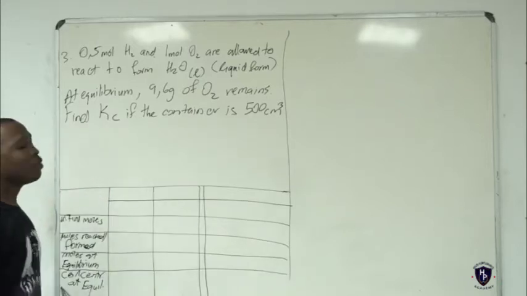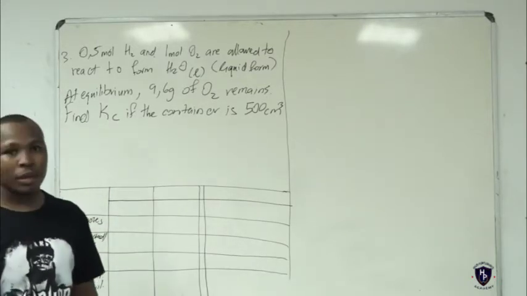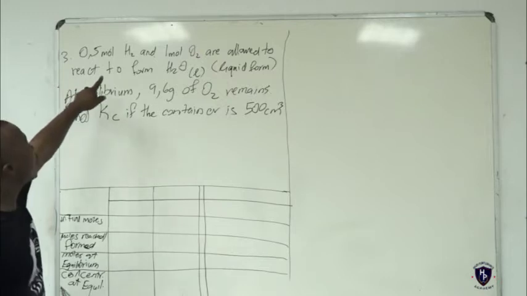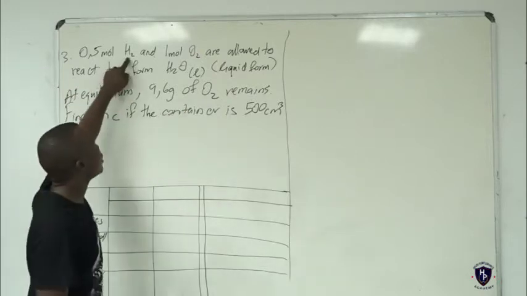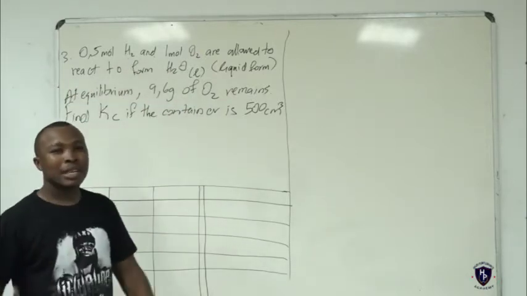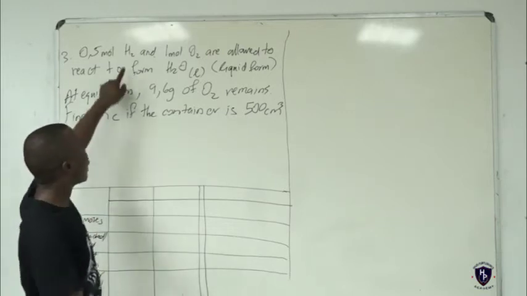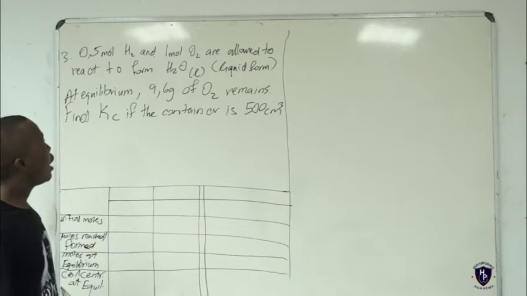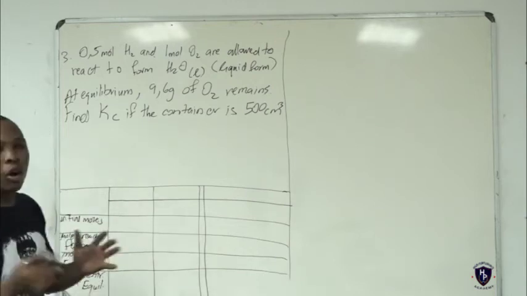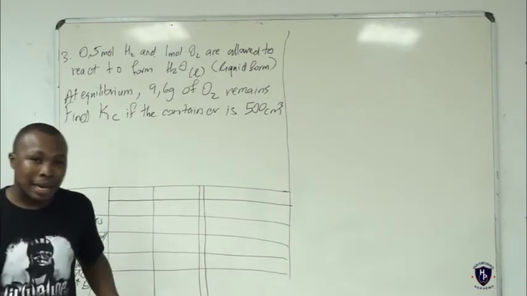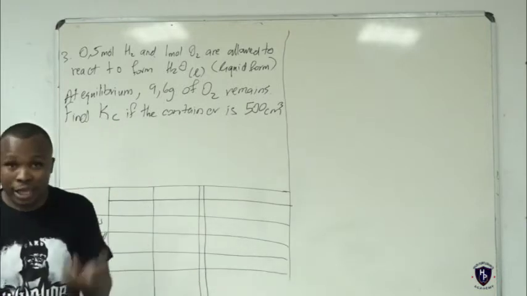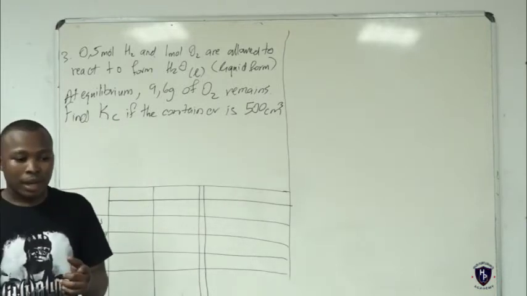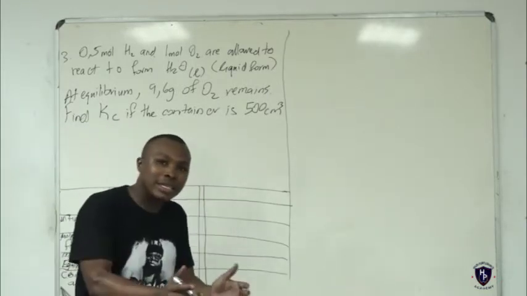Okay, so we go to the next example. It is 0.5 moles of H2 hydrogen gas and 1 mole of oxygen are allowed to react. They should tell you what the initial state is.